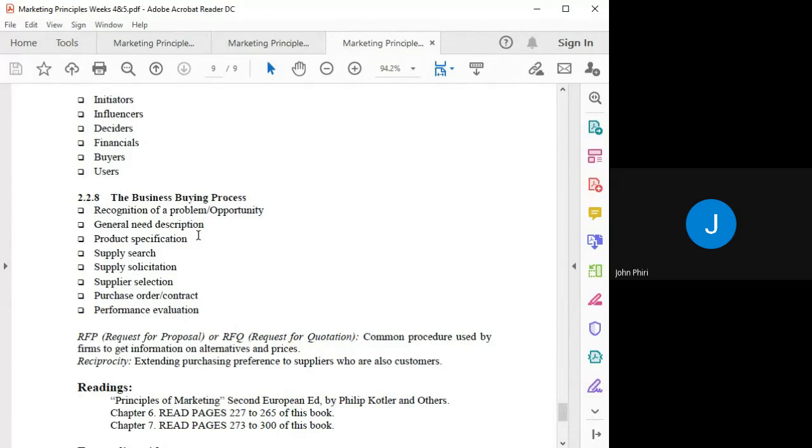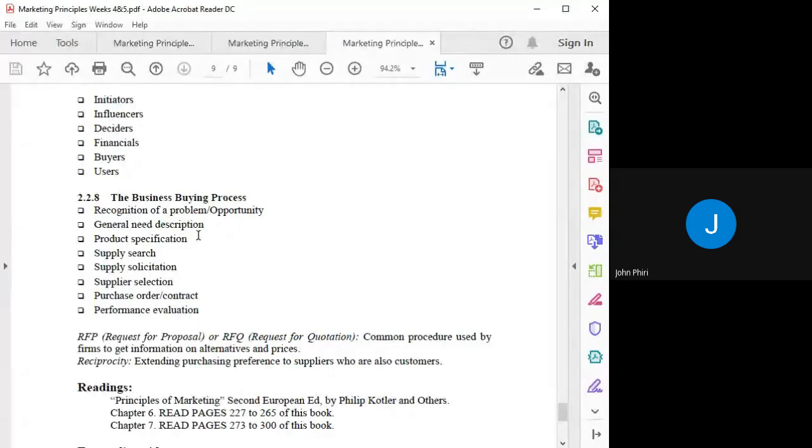Okay, now we have specified the product. Then we have step number four now. I hope people are writing that. This is straightforward in there. Now you do supply search. Supply search. Who can supply this machine that we are looking for or spare parts that we are looking for?